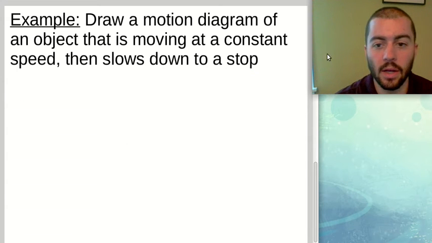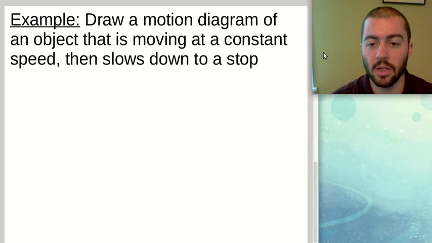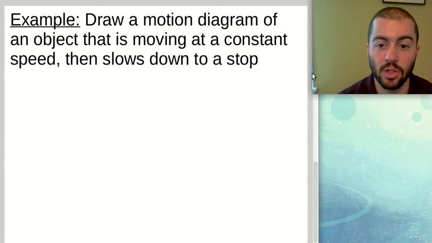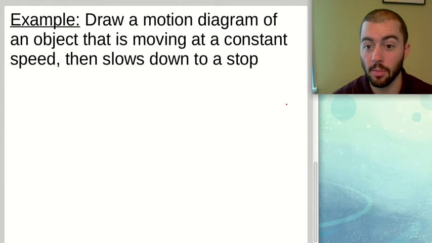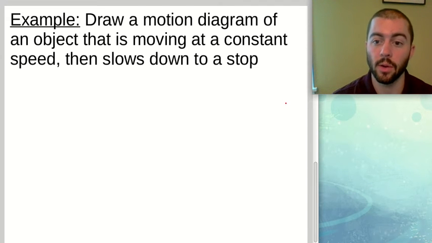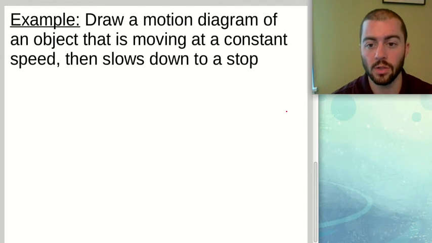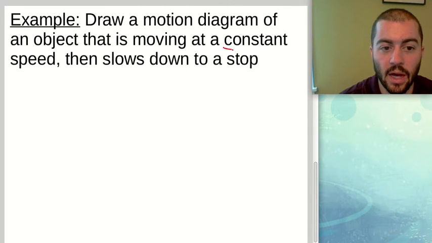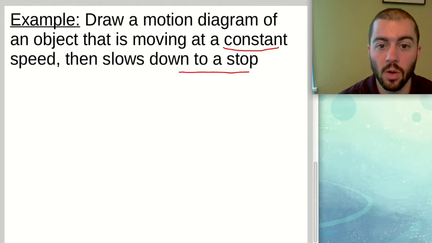All right, and the last thing that we need to be able to do is construct motion diagrams based on a situation. So we've done describing motion diagrams using words. Now we're going to try and translate words into actual motion diagrams. So for this example here, draw a motion diagram of an object that's moving at a constant speed and then slows down to a stop. So we want to think about what these terms would look like in a motion diagram.